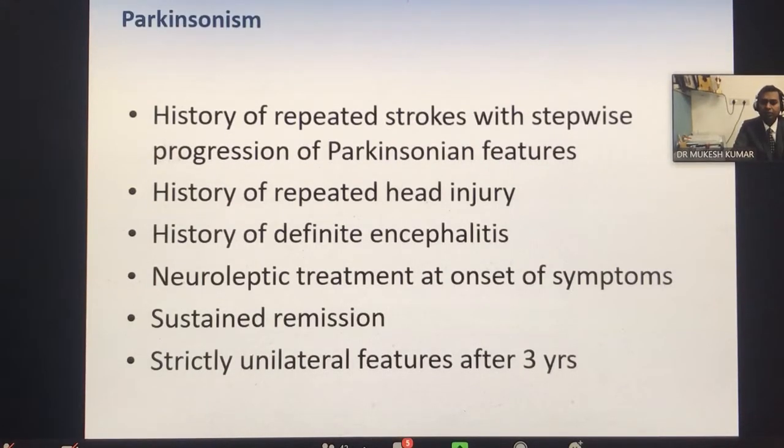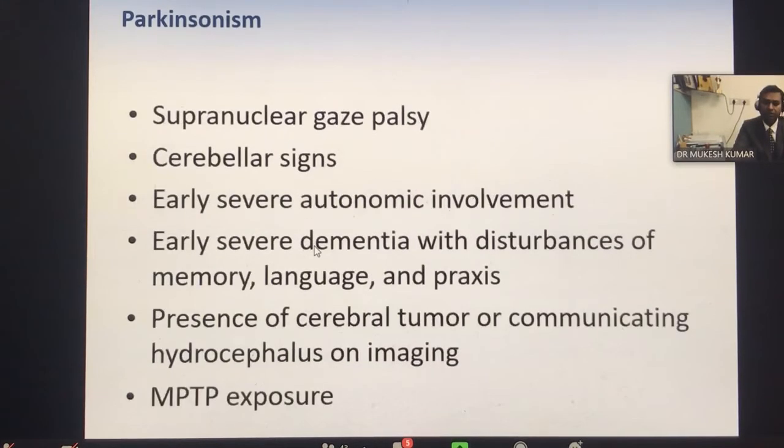So to say Parkinson's, what we need is a history of repeated stroke with stepwise deterioration, which supports the possibility of vascular Parkinson's, repeated head injury, which is sometimes called pugilistic Parkinson's or dementia pugilistica. History of encephalitis like Japanese encephalitis, any neuroleptic like any antipsychotic such as risperidone, levosulpiride, or mirtazapine; continuous usage of these may lead to Parkinson's. Sustained remission and strictly unilateral features after 3 years are features of Parkinson's.